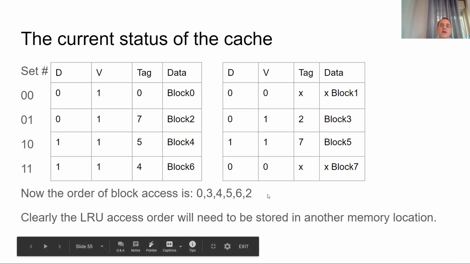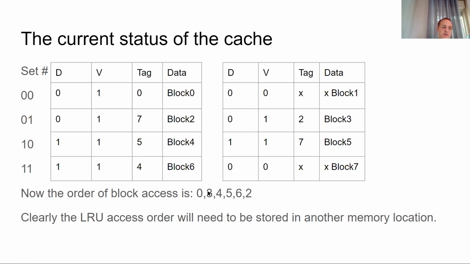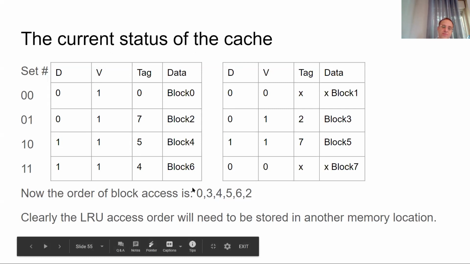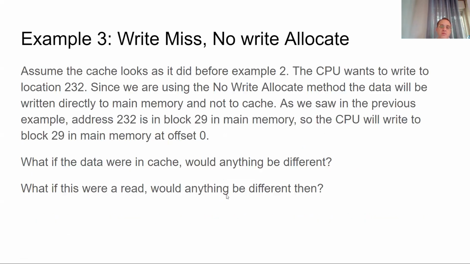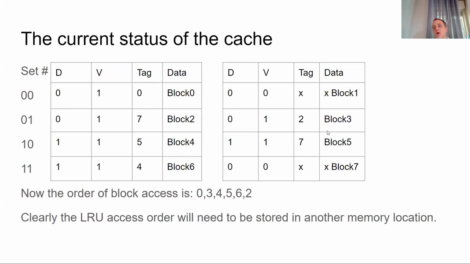But again, to do all that in hardware, you have to think about it and plan it out. Clearly, the LRU access order will need to be stored in another memory location. We have to store this somewhere and manipulate it with some hardware. And that's all just to save us taking out the wrong one from here. But that could actually be very important.